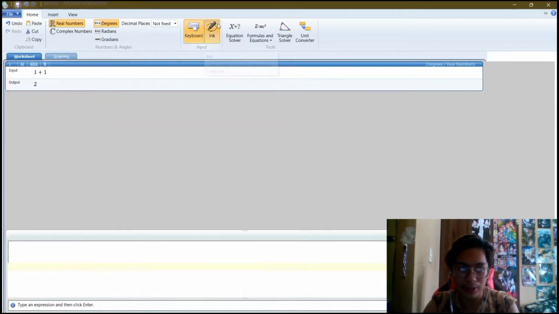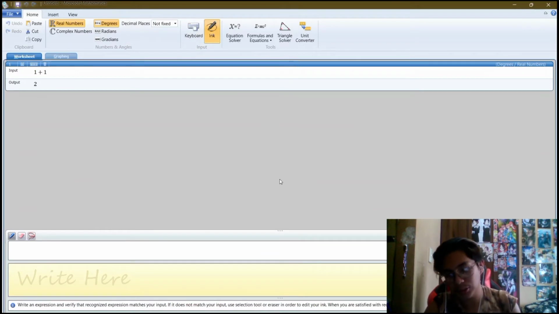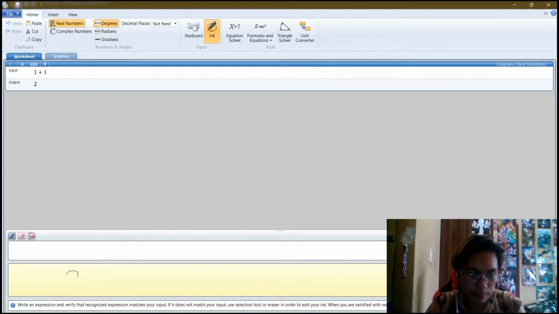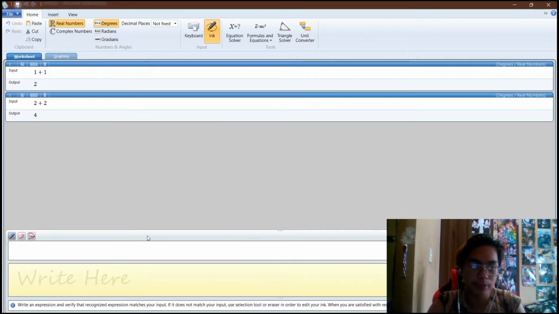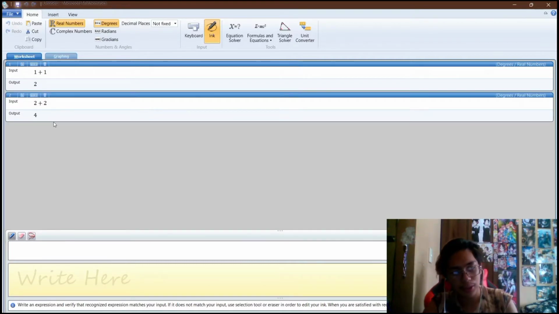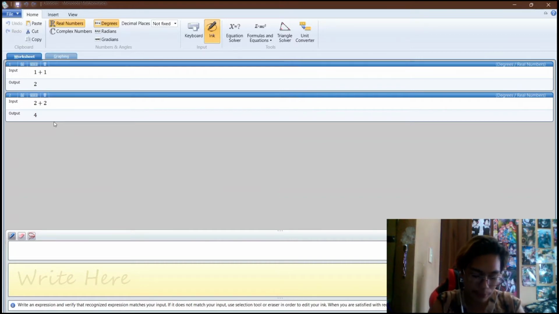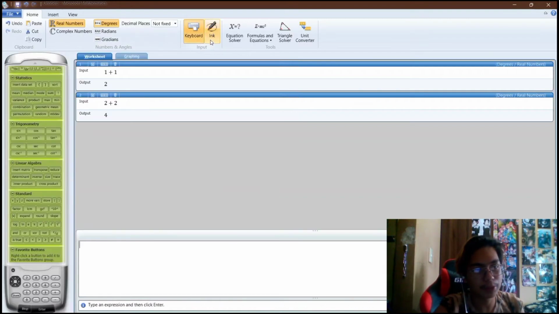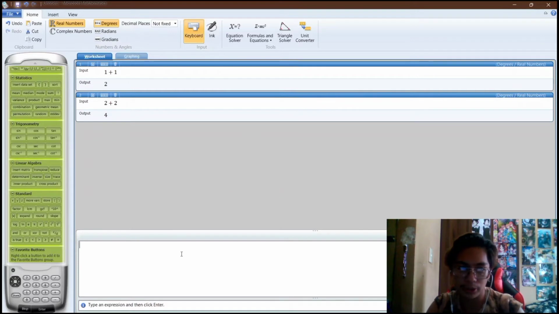Try using ink. What this does is we are going to write the equation that we're going to solve. So for example, 2, then press enter. Okay, the ink would work better if you have a drawing tablet or a writing tablet. Then you could use the ink, but if you don't have one, then you can use the keyboard for inputting your problems.